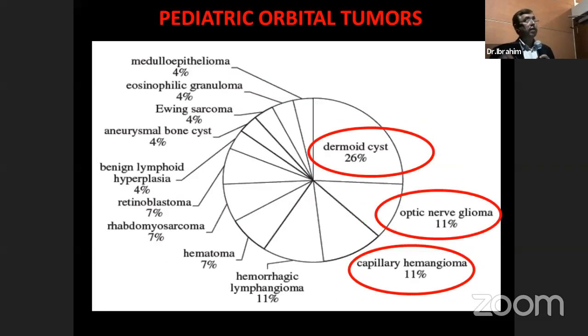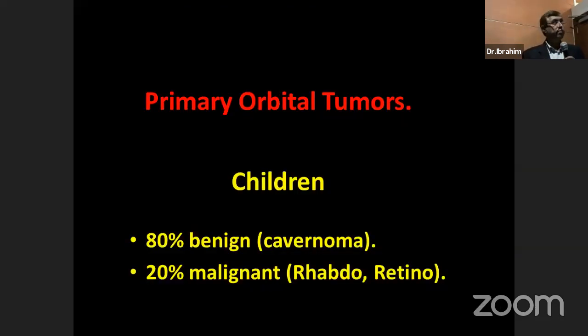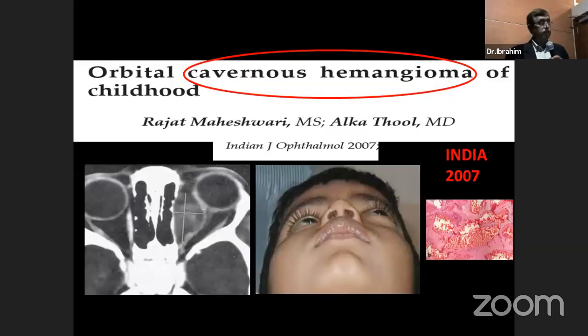While if you look at the pediatric group, it's mostly benign. 80% are benign: dermoid, tenosynovial, cavernous meningioma. So adult tumors are usually malignant. Pediatric tumors are usually benign. This is the message. So in children, 80% are benign, 20% are malignant.